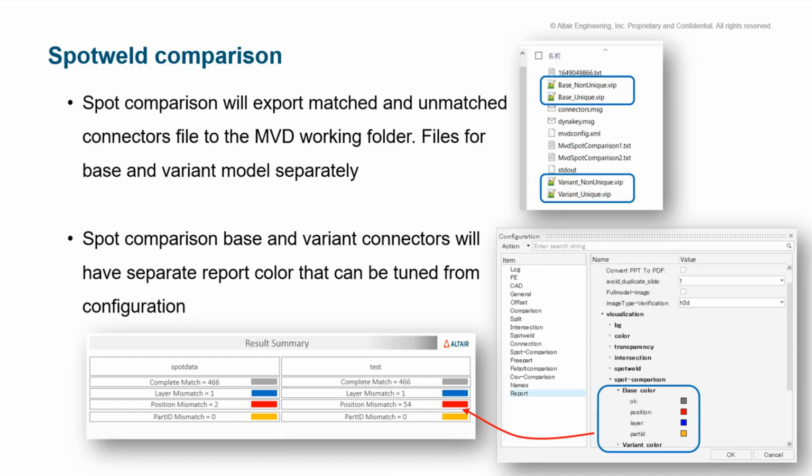The next one is while creating this report, 5,000 connectors overlaid together, and they wanted to differentiate the color between base and variant. Initially, we were having the same color for both base and variant connection information. Now we are giving options whether the user can change the color between base and variant. This can be done through the configuration and the template as well.